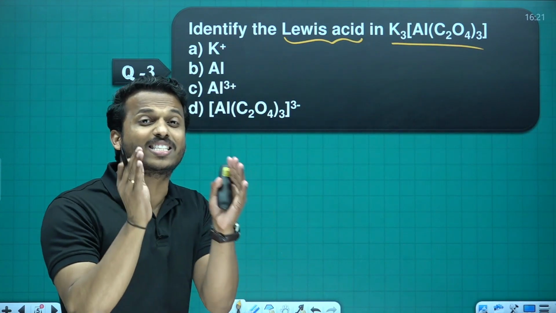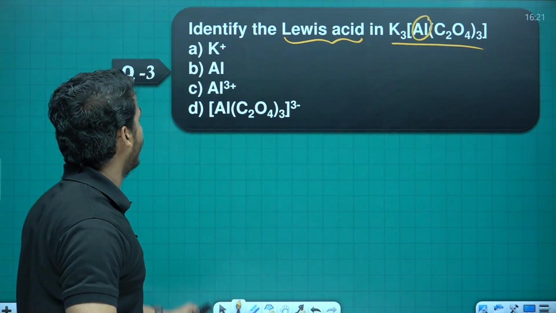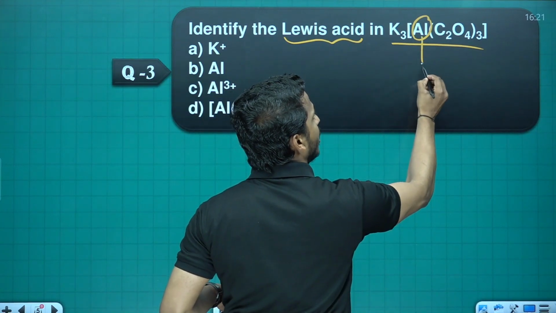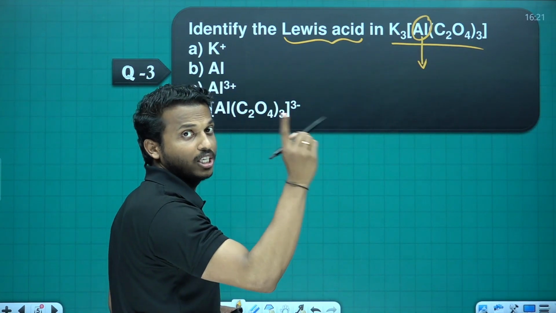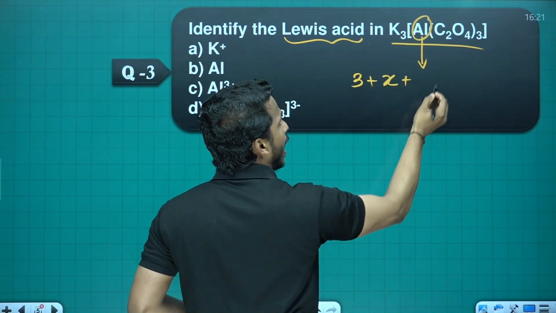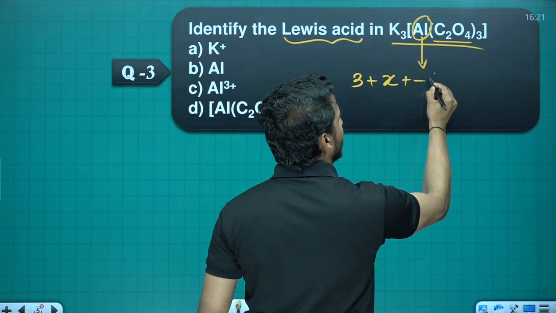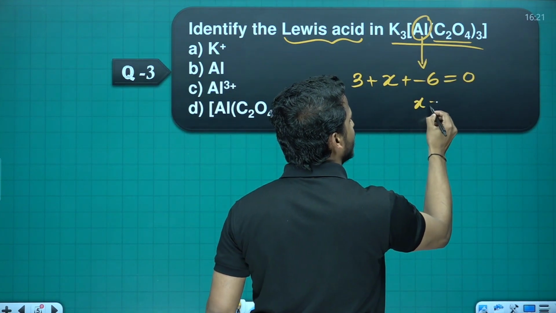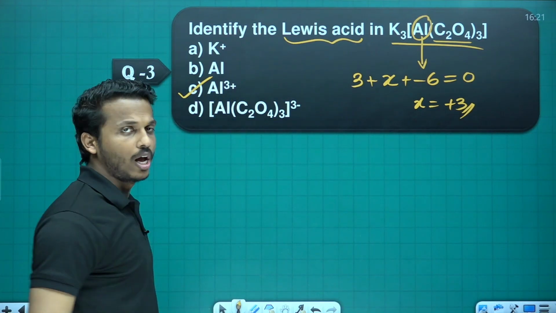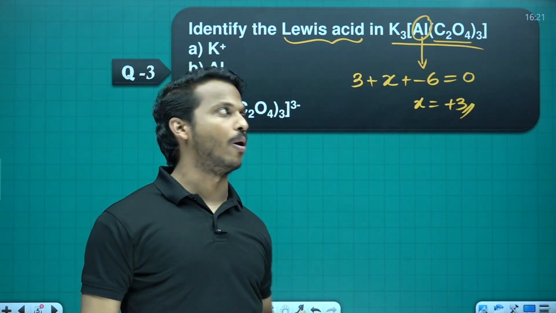Lewis acid means what? The central metal atom. Which is the central metal atom here? Aluminium. Whether it is aluminium or aluminium 3 plus, my dear, check it. What is the charge of aluminium in this case? Potassium charge is +1, so 3 potassium gives +3, aluminium X. And this is oxalate. Oxalate charge is -2, so 3 oxalate is -6. Overall 0. X is equal to +3. Yes, here aluminium is in +3 charge. So that is the Lewis acid in this one, or the central metal atom in this complex.